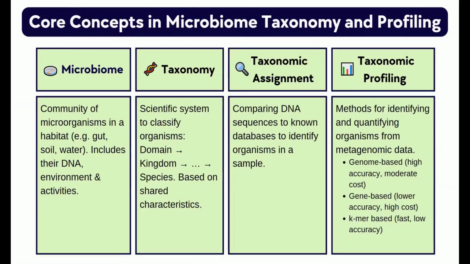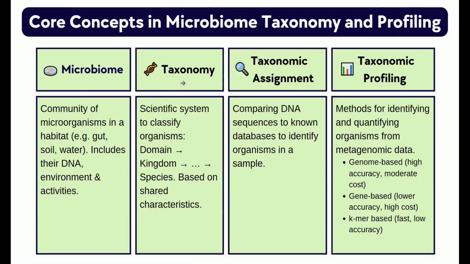Firstly, the microbiome. What is the microbiome? Microbiome refers to all the microorganisms living in a specific environment, plus the conditions they live in, and everything they do. It's like a whole ecosystem, not just a collection of microbes. So, as it's written here, microbiome is a community of microorganisms in a habitat like the gut, soil, or water in a pond, for example. And this includes their DNA, environment, and activities. Like I've said before, it is a whole ecosystem, not just a collection of microbes.